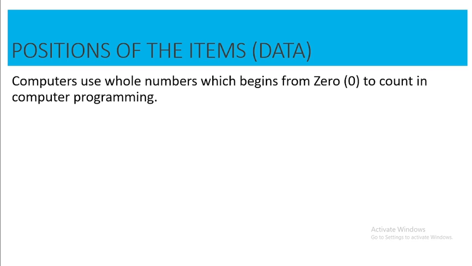Computers use whole numbers for counting. Humans use counting numbers, which essentially start from 1, but computers use whole numbers, which essentially start from 0, in computer programming.